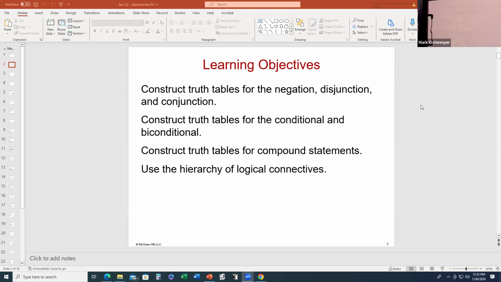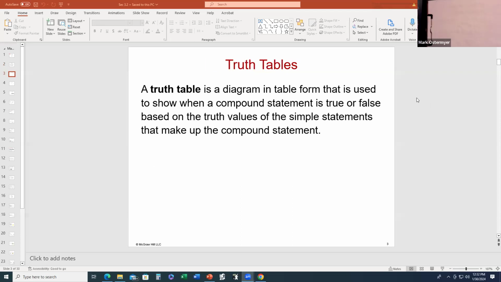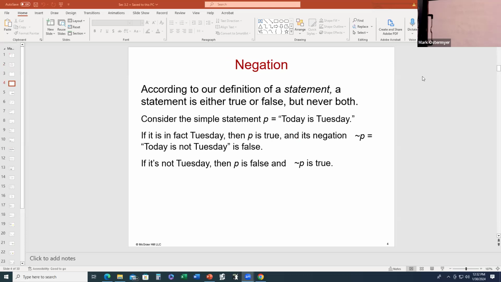Just like there's an order of operations surrounding a set of real numbers, there's also an order of operations surrounding logic, and we'll see that. A truth table, what is it? It's basically a table that is used to show when a compound statement is true or false.